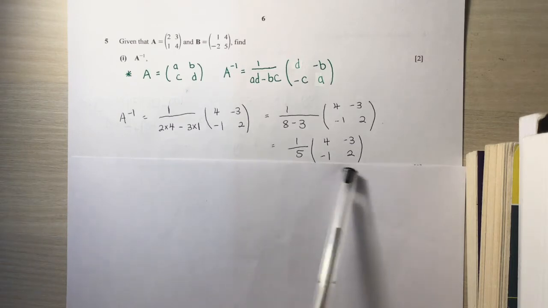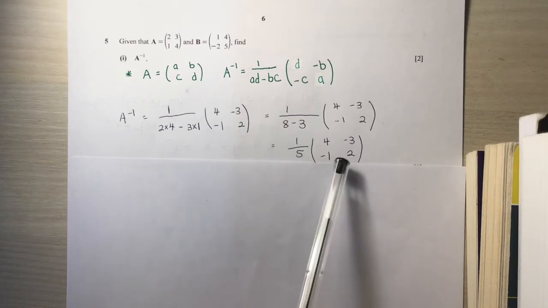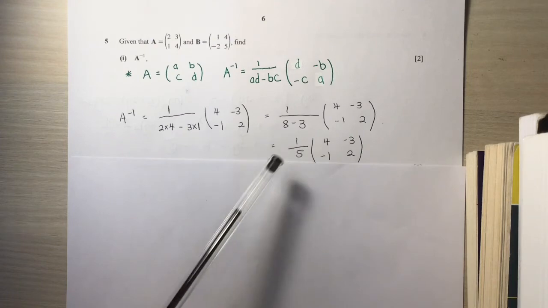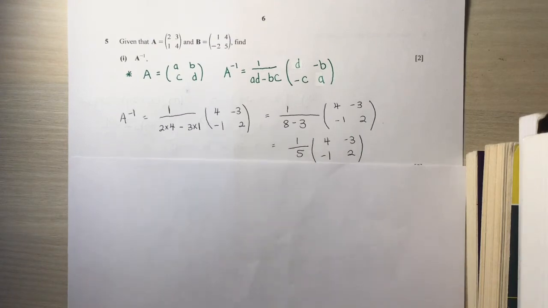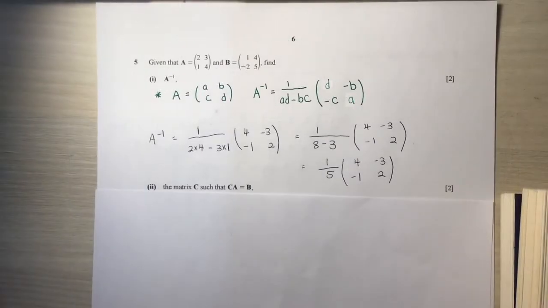And then the matrix part remains unchanged. You don't have to substitute 1 over 5 into the matrix, because we might be using this answer in the following part, in the next part of this question. Then we move on to the second part of this question.